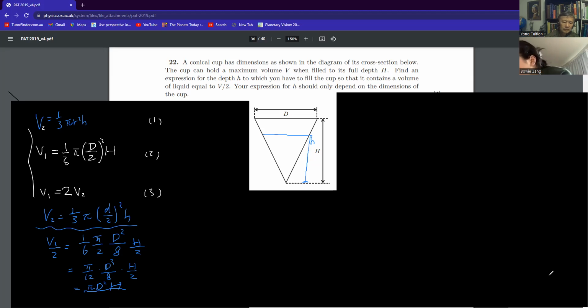I think it's very simple. It's just similar triangles, right? It uses a similar triangle. I want to equate these two together. So that 1, 3 pi d squared over 4 h equals.